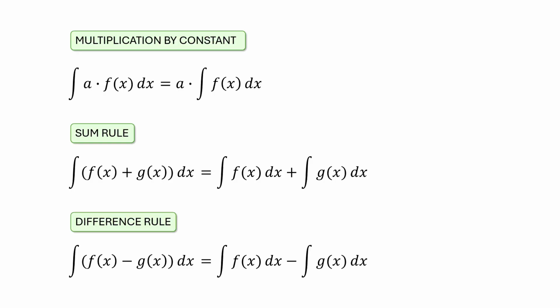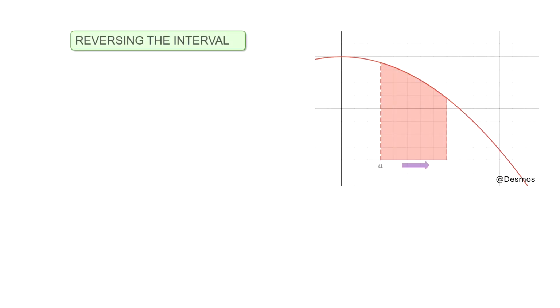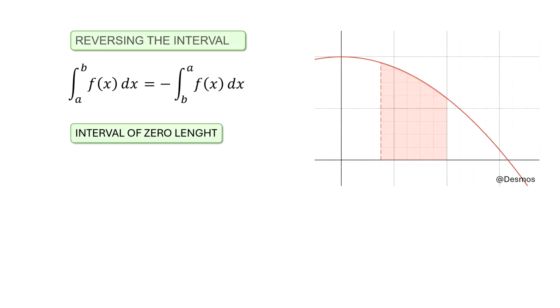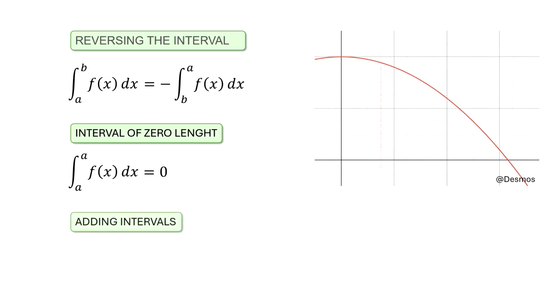Now let's take a quick look at a few rules unique to definite integrals. Swapping the interval changes the sign of the result. If the start and end of the interval are the same, the area is 0. You can split the integral over subintervals.